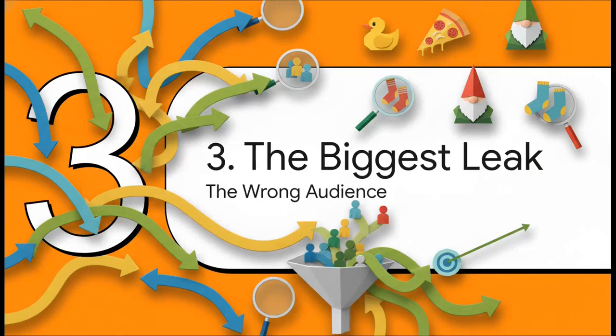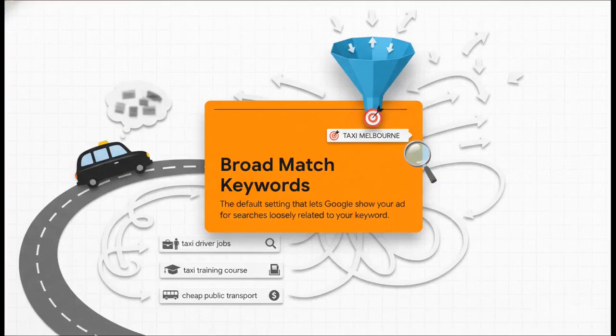Okay, now for the big one. This is, without a doubt, the most common and the most expensive mistake I see. You're showing your ads to people in the right location, but they're searching for completely the wrong thing. This huge leak is usually caused by something called broad match. It's the default setting for keywords, and it basically gives Google a ton of creative freedom.